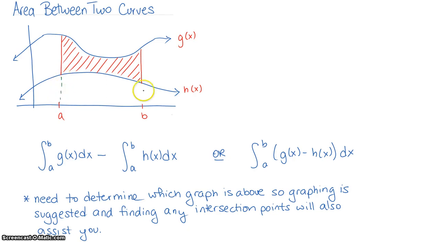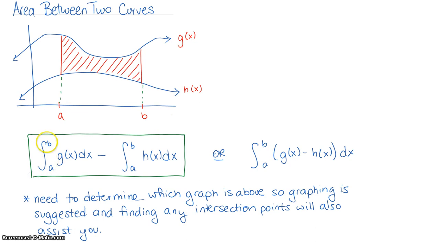If you were to imagine that between A and B, the area that is filled in underneath g of x goes all the way to the x-axis, and h of x shares that same region here. Ultimately what we're doing is taking the total area under the curve of g of x, which goes all the way down to the x-axis, and we're subtracting off the area that is shared. So you can write it like this: the integral from a to b of g of x, subtract off the integral from a to b of h of x, right?